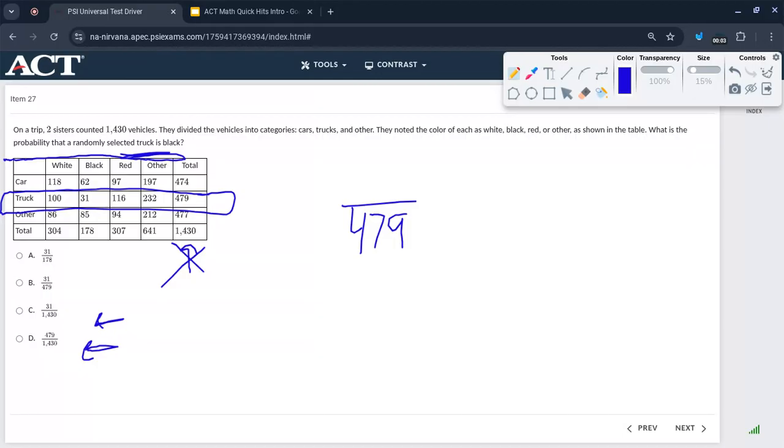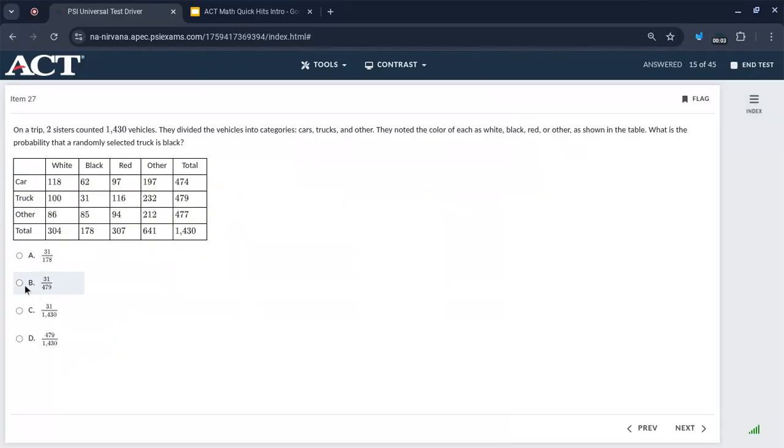And what are we looking for? The black trucks. There were 31 of them. So we are just 31 over 479. Looks like we don't even need to reduce that answer. So we're in business. We're done with this question. It's choice B. Boom. Let's click on there. There it is. Done.